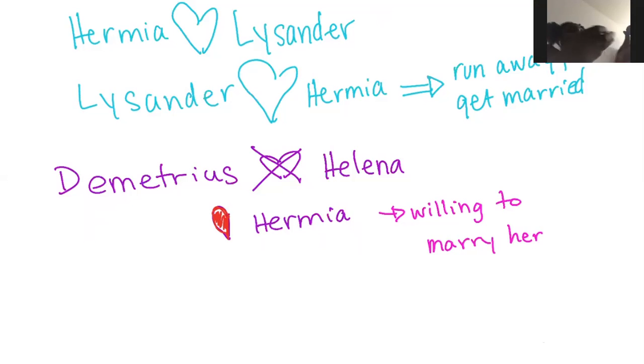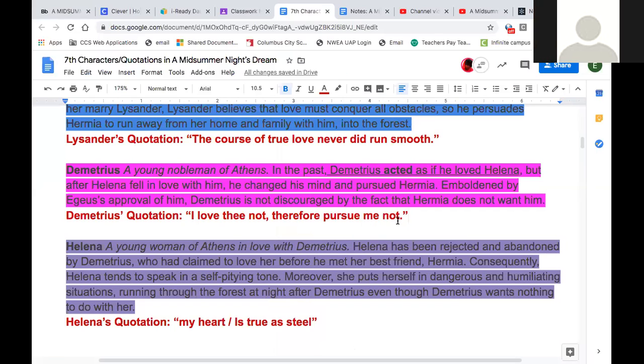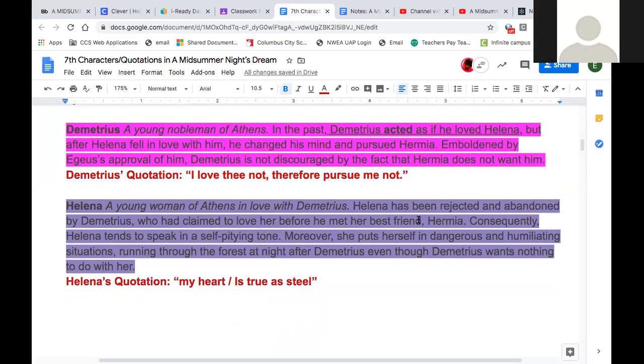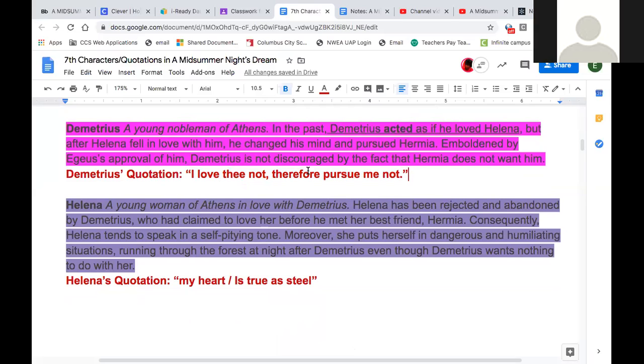Okay, I'm gonna flip back. Okay, somebody read this Demetrius quote. "I love thee not, therefore pursue me not." I don't love you, therefore pursue me not. Then leave me alone. Who do you think he's talking to? Hermia? Not Hermia. Hermia doesn't care two licks about Demetrius.